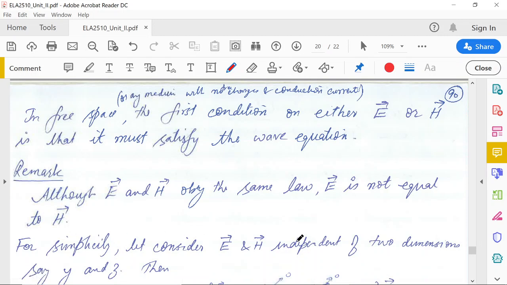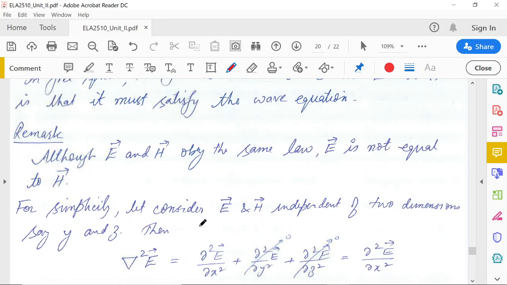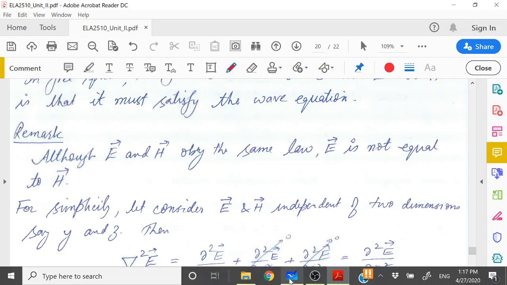For simplicity, let's consider E and H independent of two dimensions, say Y and Z. What is meant by E and H being independent of two dimensions? E and H are functions of spatial coordinates as well as the time coordinate. Now, if you are talking about the spatial coordinates, let's take two dimensions, say Y and Z, to be independent in E and H. Let me explain it further.